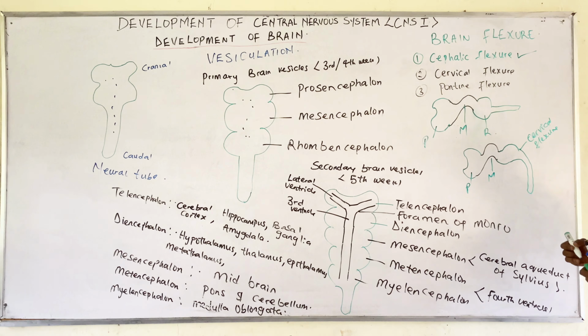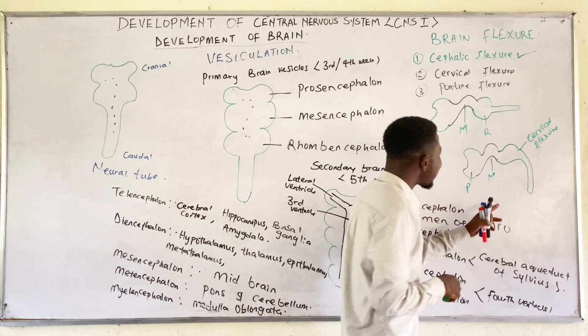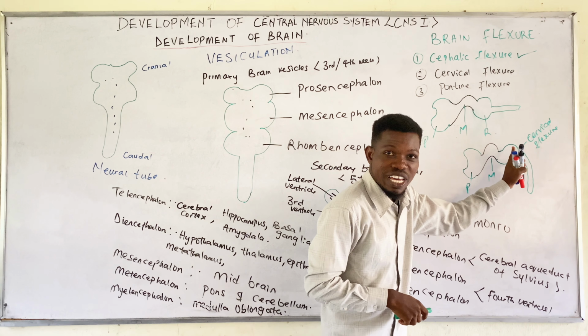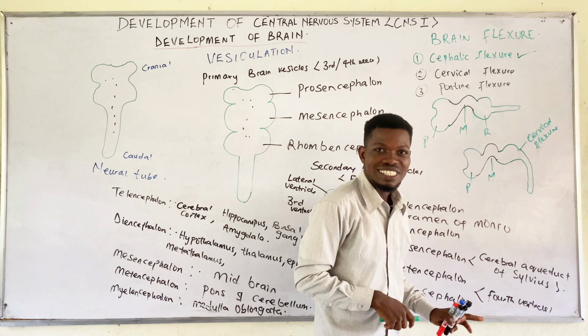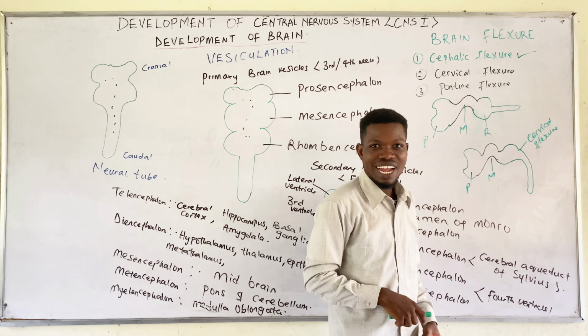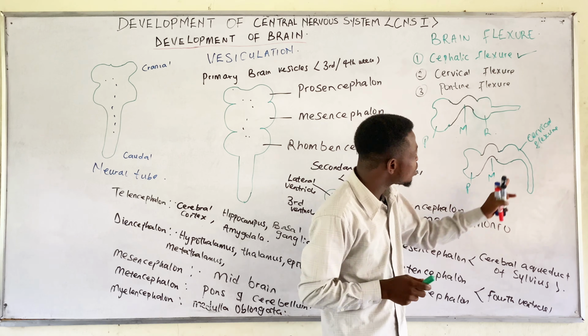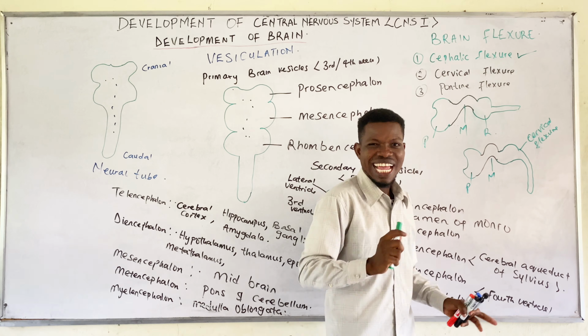The cervical flexure occurs between the rhombencephalon and the spinal cord. It is a 90-degree. Can you see? It's like a 90-degree structure, a 90-degree flexure. It is just like the mesencephalic flexure. You get? It has a dorsal convexity and a ventral concavity. That is what you need to know about the cervical flexure. It occurs between the rhombencephalon and the spinal cord, 90 degrees.